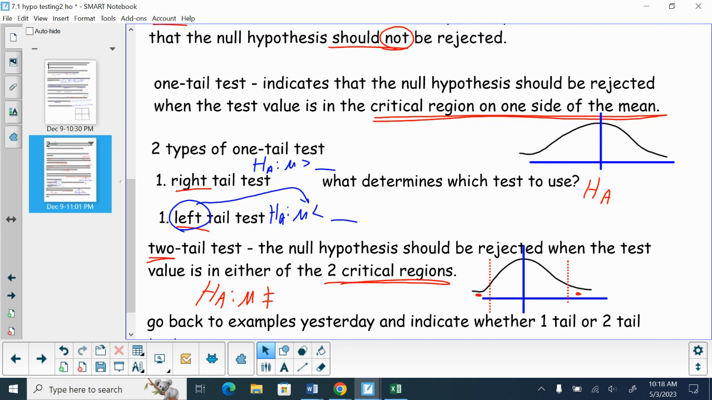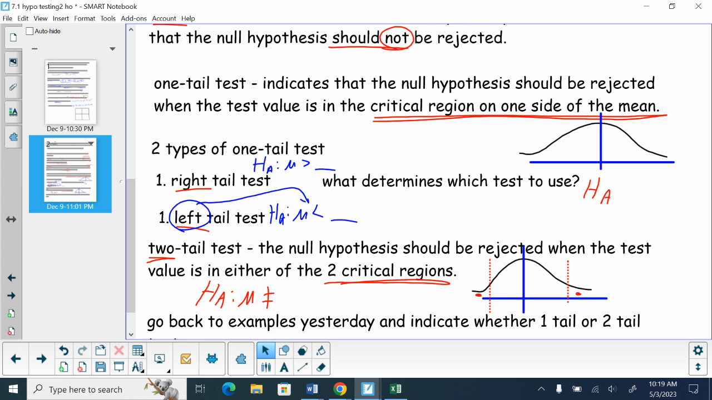Okay, I think I'm on the wrong question. The back side of our notes from yesterday. Yeah, the engineer hypothesizes. Okay, we have the alternate hypothesis: mu is going to be less than.